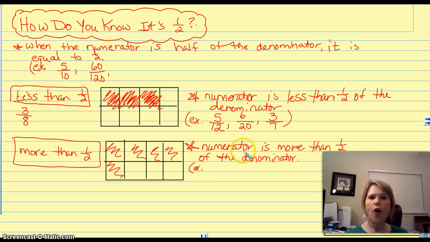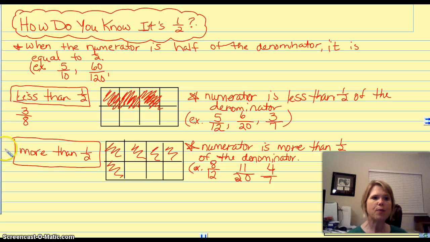Okay, guys, so hopefully you wrote down that the numerator is more than half of the denominator. So I'm going to take the same exact denominators, and I want you to write numerators so that it's more than. So remember, the halfway benchmark for 12 was 6. So could we say 8, 7, 9, 10, 11? What about 20? If the halfway benchmark is 10, could we say 11, 12, 13, 14? What about 7? 3.5. So could it be 4, 5, 6, 7?